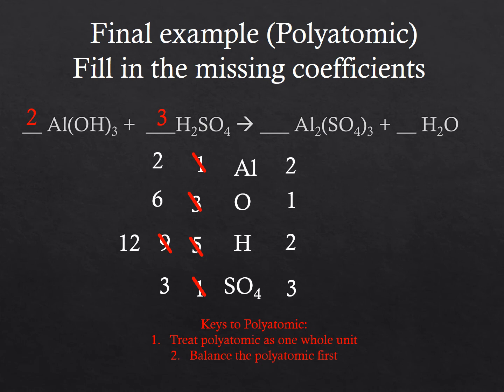So we go to the product side. Aluminum and SO4 are good, so we just need to change water. So what number times 2 gives us 12, and that would be 6. So that gives us 12 hydrogens and also gives us 6 oxygens. So everything's balanced with the correct number of elements on both sides.